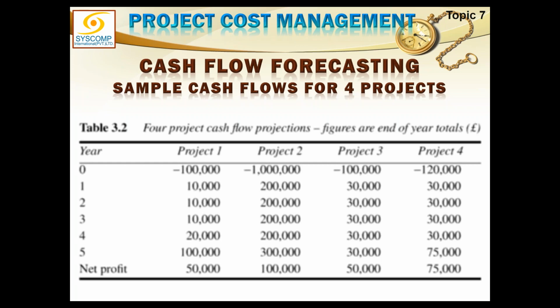Can you see the pattern? In project 1, we are getting very small amounts in the beginning and very big amounts in the end. In project 3, we are consistently getting the same amount throughout. So if somebody asks me which is better out of 1 and 3, I have no reason to choose, because the net profit says they are equal. So what do you think? Which project should you prefer, 1 or 3?